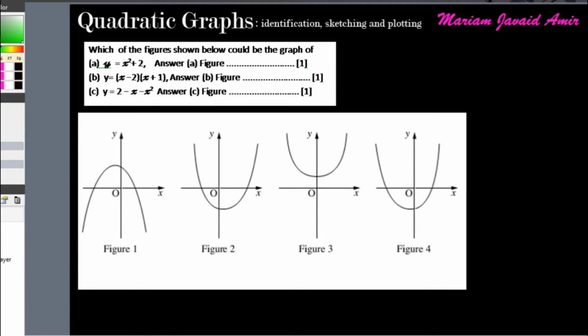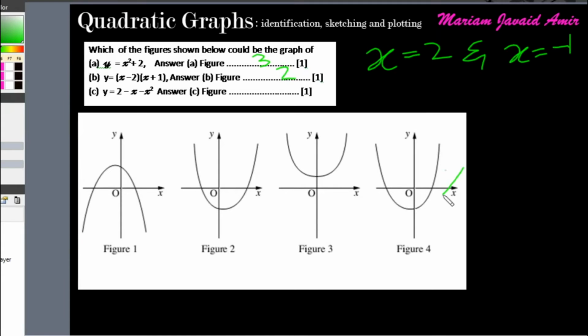Here, the next question is, which of the figures shown below could be the graph of y is equals to x square plus 2. So that is simply a U-shaped graph that's moved 2 units up, so that's figure 3. Part B, the graph of (x minus 2)(x plus 1). So the roots are simply x is equals to 2 and x is equals to minus 1. So that would be figure 2.